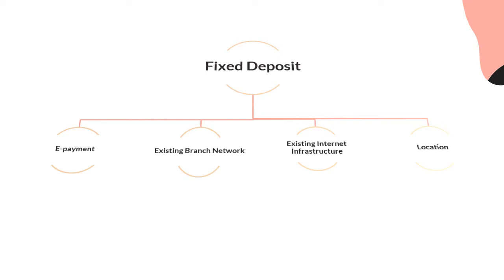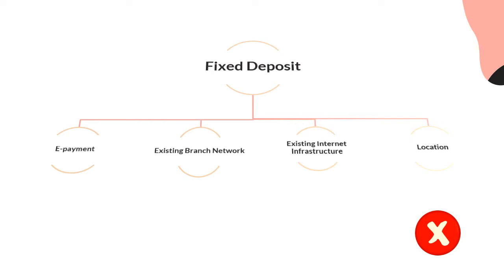There are 4 main services for Maybank products: e-payment, existing branch network, existing internet infrastructure, and location. First, we are not choosing any location, because we did not choose any Maybank branch for us to do this product.